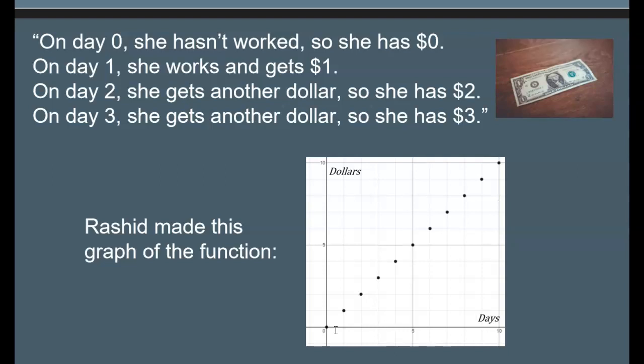We have days down here, dollars up here. Day 0, we had 0. Day 1, we have $1. Day 2, we have $2, and so on.